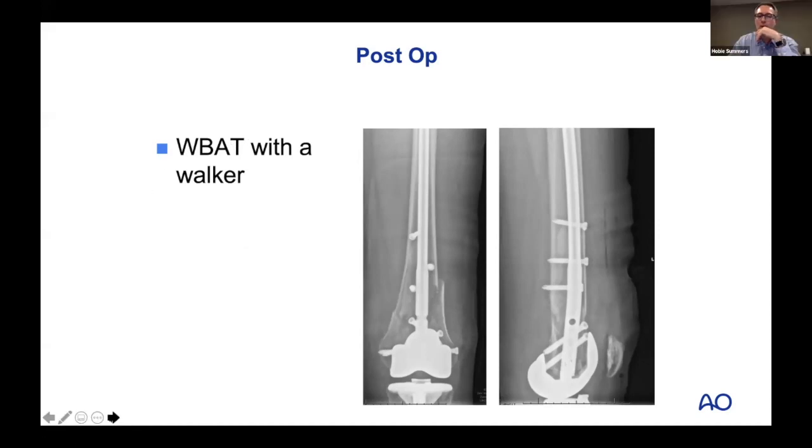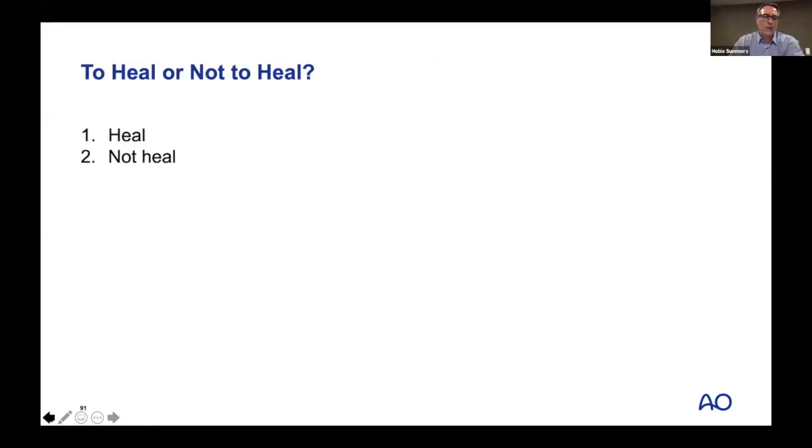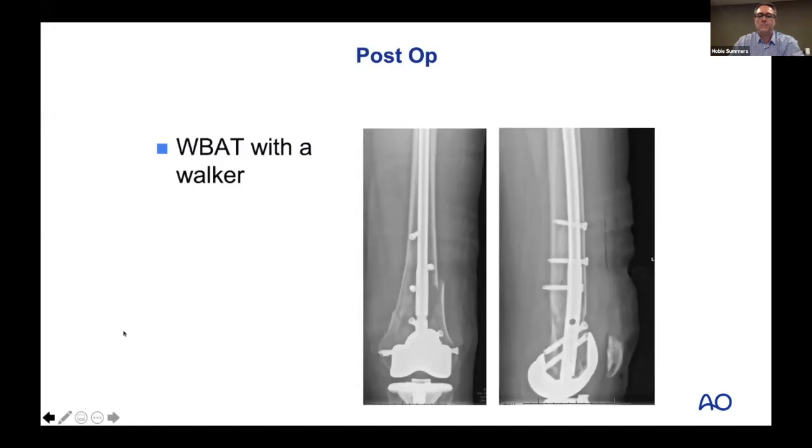So she's weight bearing as tolerated with a walker. So you're doing that immediately. You're letting her get up and walk immediately. Yeah, given her blindness and everything else. Yeah, we let her weight bear immediately. Okay, everybody, is it going to heal or not heal?